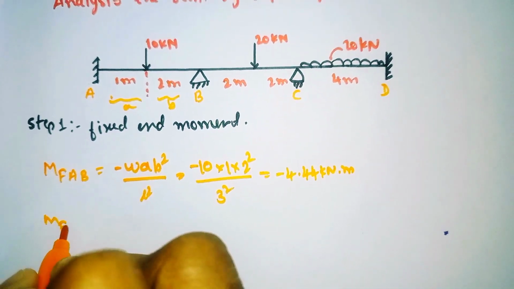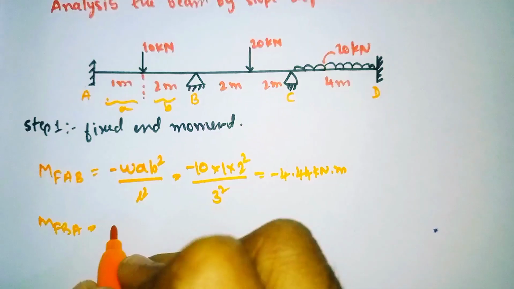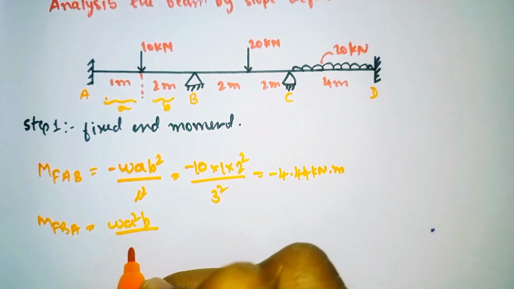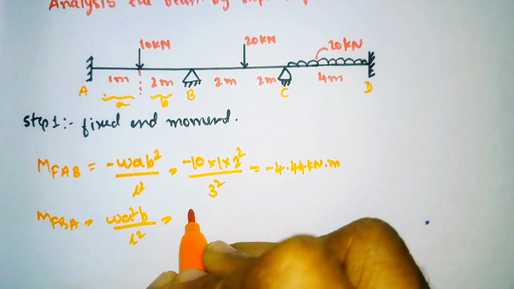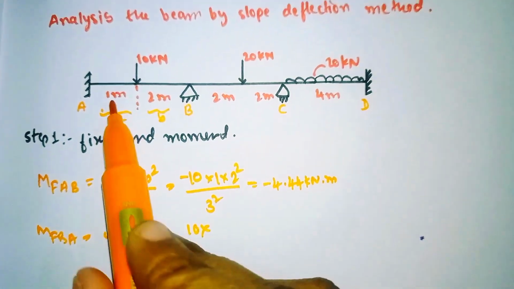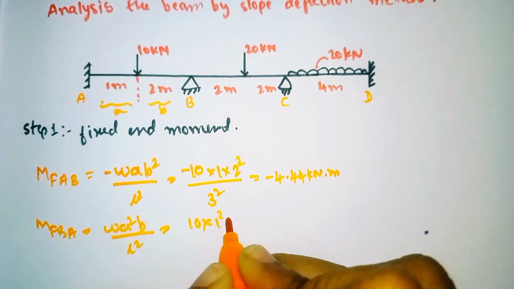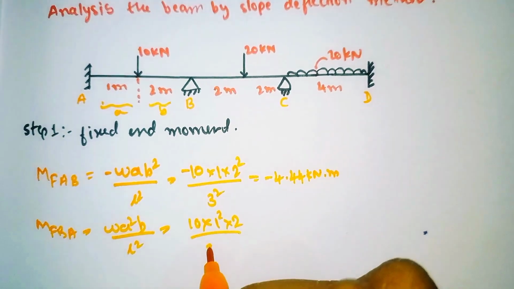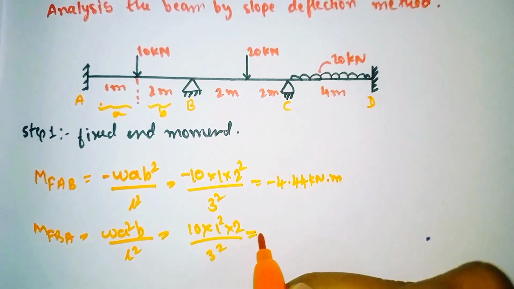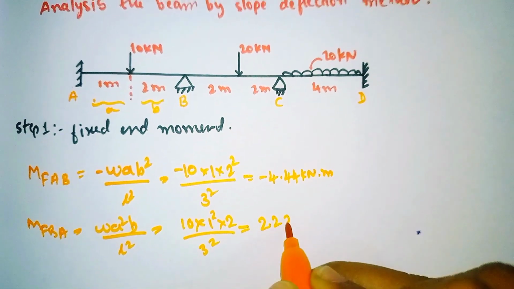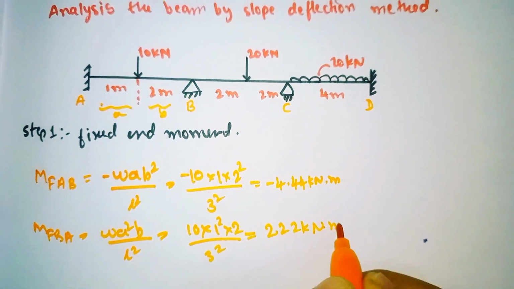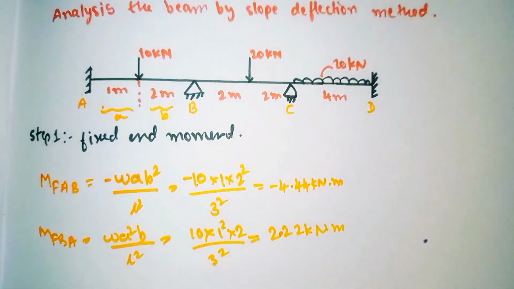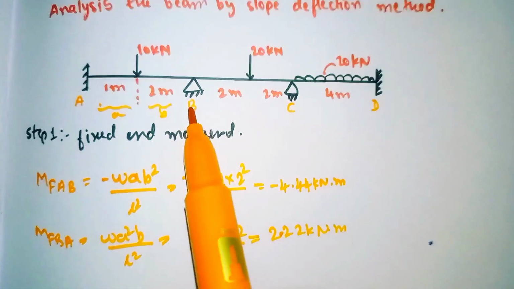Similarly for span BA, MFBA, we have the formula W a squared b divided by L squared. So load is 10, a is 1 squared, b is 2, divided by L, which is 3 squared. Simplifying it will come out as 2.22 kilonewton meter.